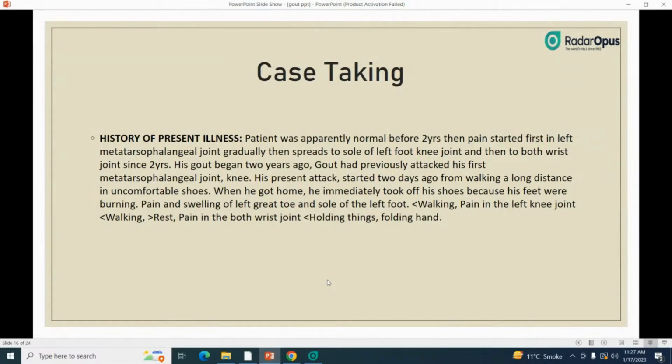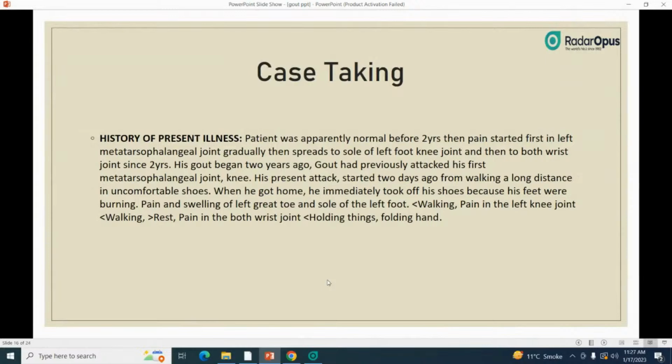Now, the history of present illness. Patient was apparently normal before 2 years, then pain started first in the left metatarsophalangeal joint, gradually then spread to the sole of the left foot and knee joint, and both wrist joints since 2 years. His gout began 2 years ago. Gout had previously attacked his first metatarsophalangeal joint and knee.